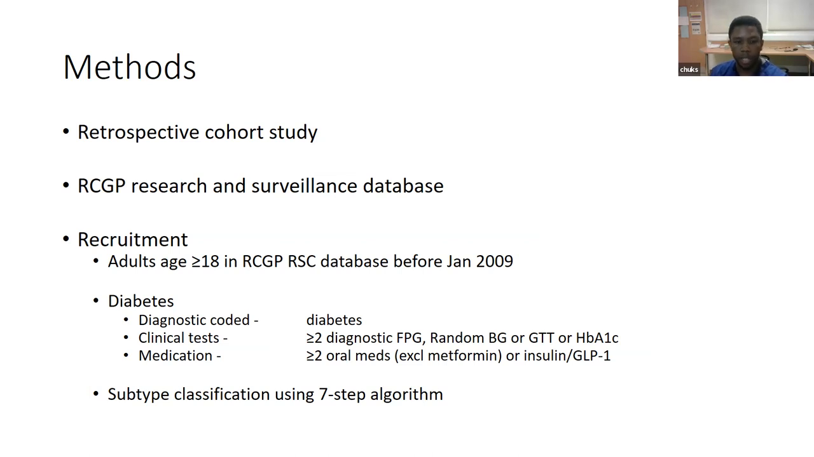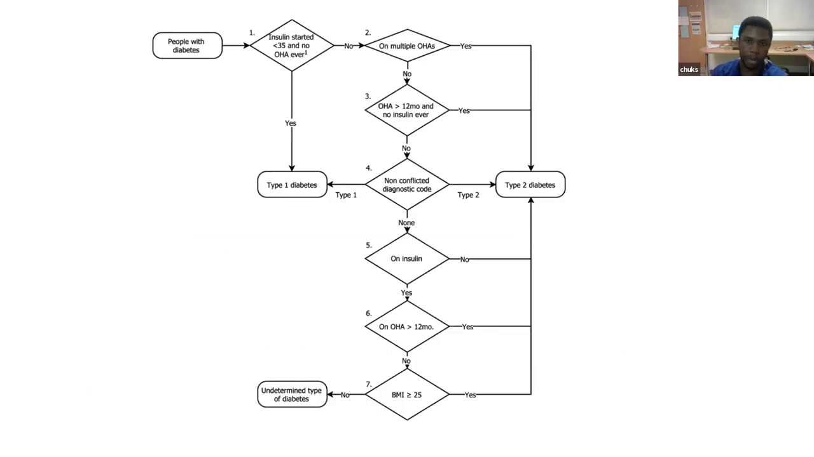Then the next step was to classify these as type 1 and type 2. So they've used a 7-point algorithm to stratify the patients. Without going into too much detail, what it essentially does, it looks at all the people with diabetes, identifies when insulin was started and at which age. If they're under 35 and never on an oral hypoglycemic agent, they're stratified as type 1. If they're on multiple oral agents, they're type 2. If they've been on it for more than 12 months and never on insulin, again, type 2.